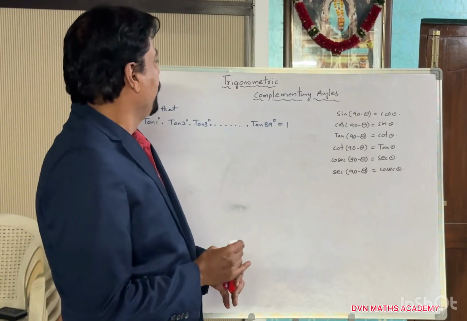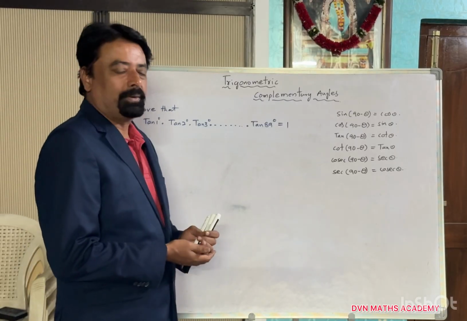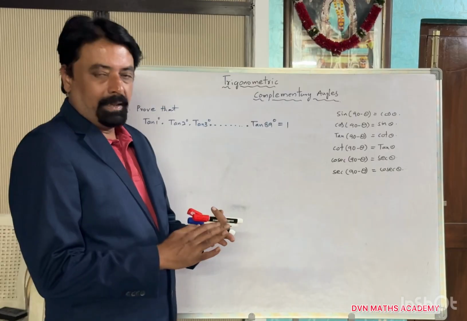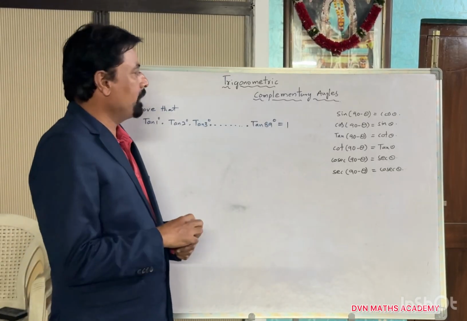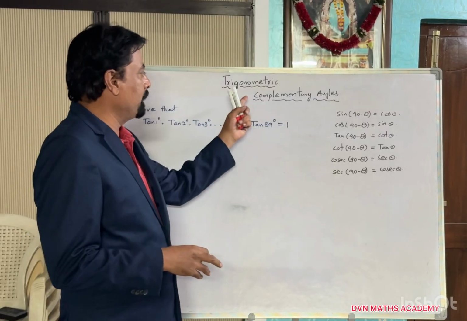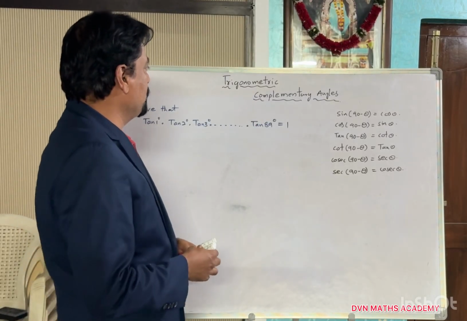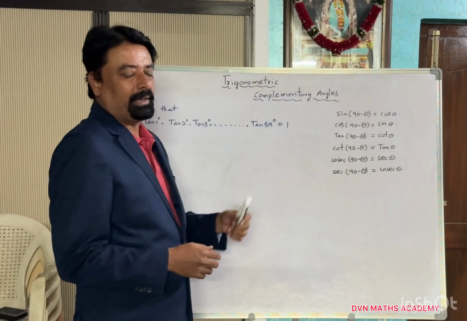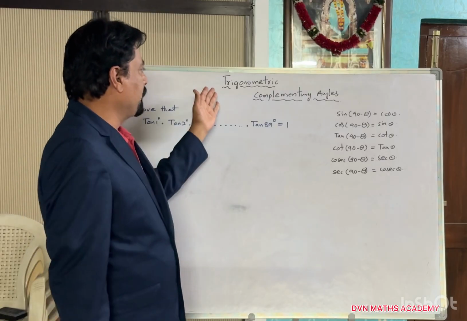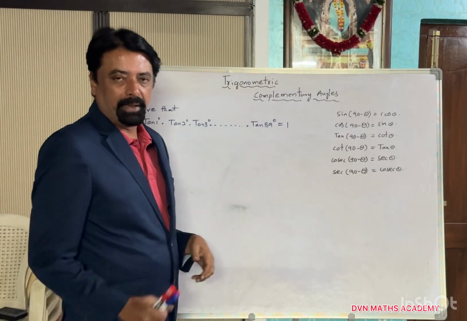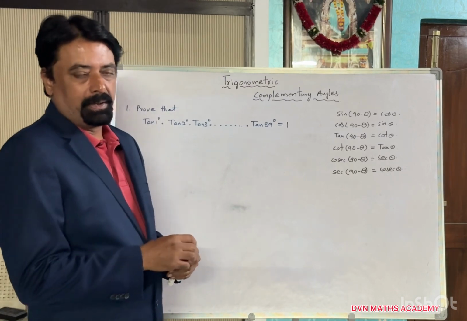Hello. In the previous class, we solved some trigonometric problems regarding trigonometric ratios. I already told you that trigonometry in the first chapter is divided into three parts. The first part is ratios, the second part is complementary angles, and the third part is identities. In the first class, we solved some important questions regarding trigonometric ratios. In this class, we are going to solve some trigonometric problems regarding complementary angles. This is also a very important topic for 10th class students.